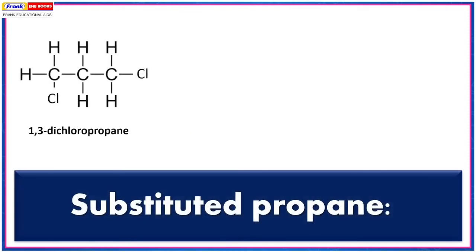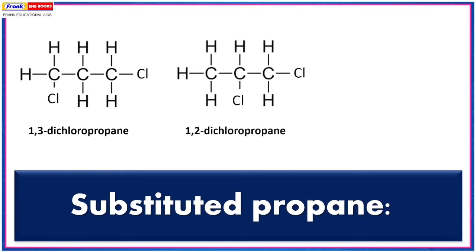1,3-dichloropropane, CH2Cl, CH2, CH2Cl. On moving from the left hand side towards the right hand side, we observe that C1 contains 1 Cl group, 2 H groups attached to it. C2 contains 2 H groups attached to it, and C3 contains 2 H and 1 Cl group attached to it, hence the nomenclature comes out as 1,3-dichloropropane. In 1,2-dichloropropane, we observe that the Cl group is attached to the C1 and C2 carbon atoms respectively.